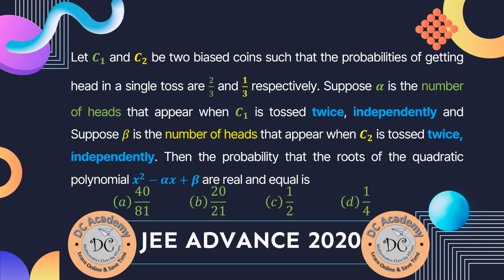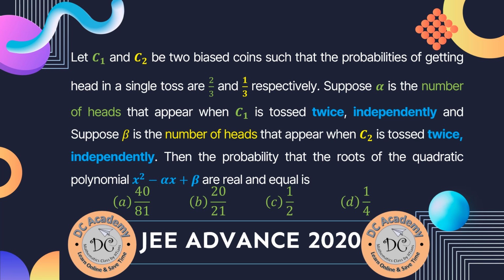Biased means that there is some discrepancy in the coins C1 and C2 such that the probability will not be exactly equal to 1 by 2. That's why it's called biased. Okay, so it says that if the coin C1 is tossed, then the probability of getting head is 2 by 3. In the second case, it's 1 by 3.